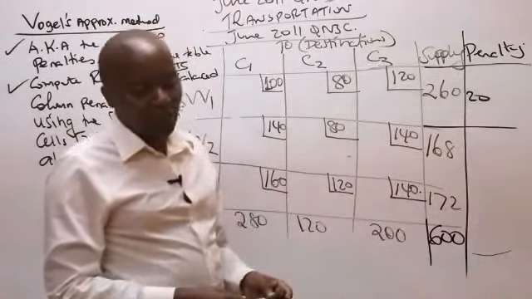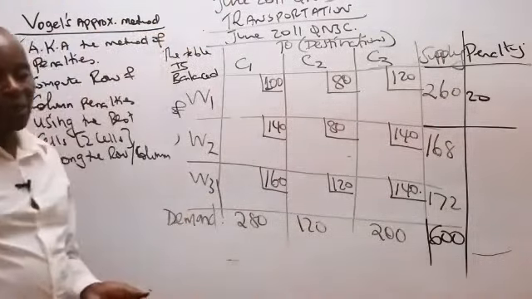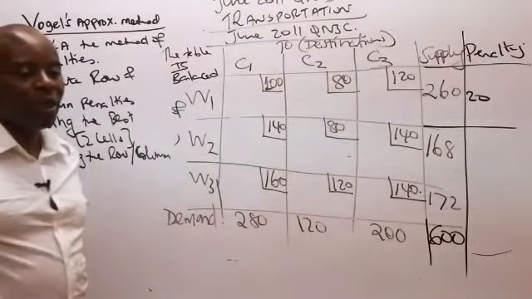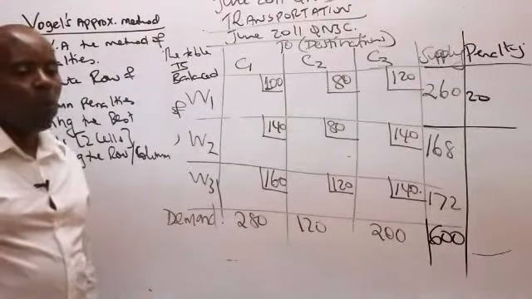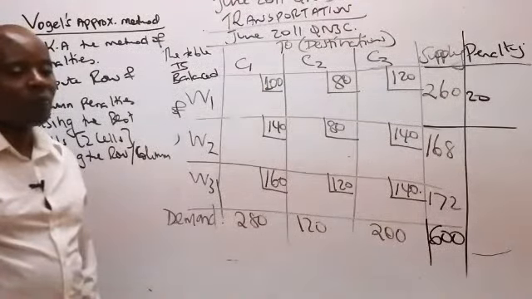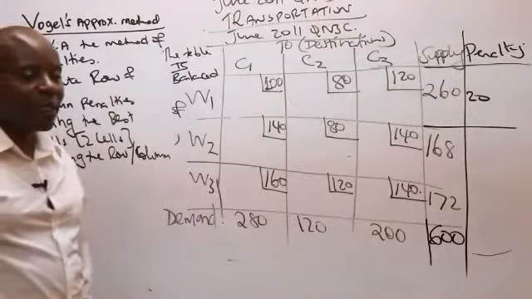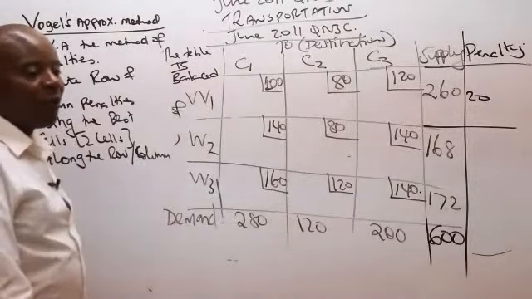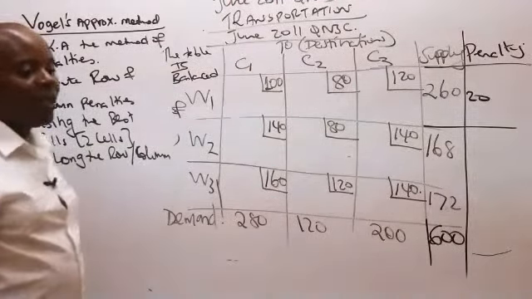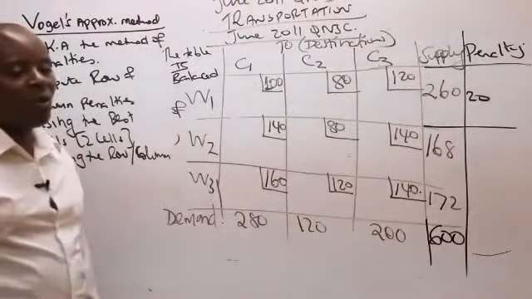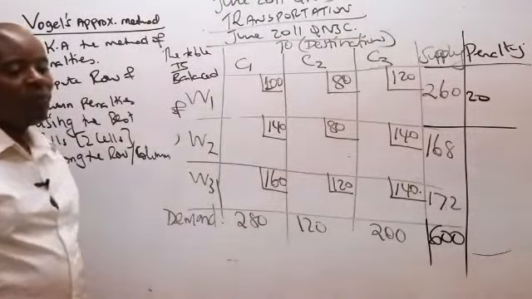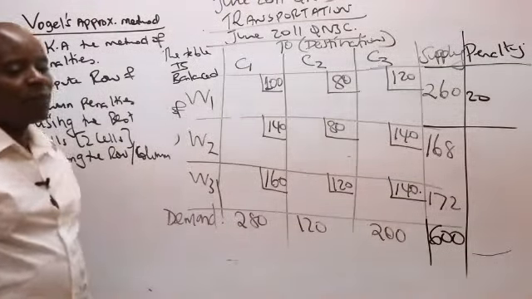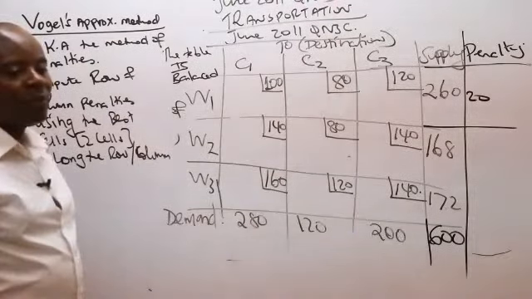Who can give me the penalty of the second row? Please help me. Is there anybody who will be able to give me the penalty of the second row?